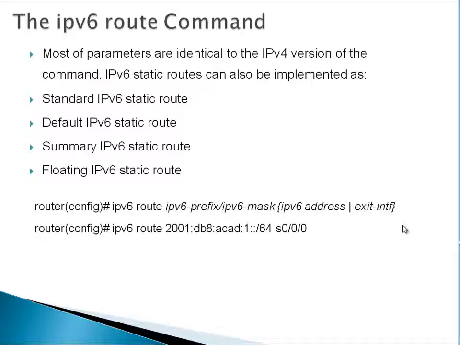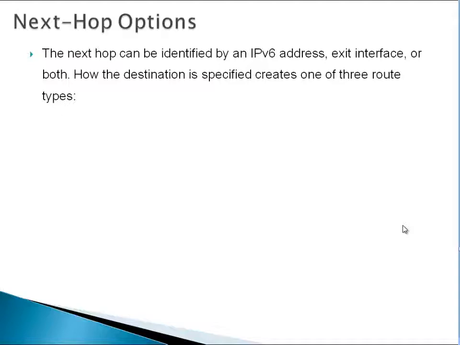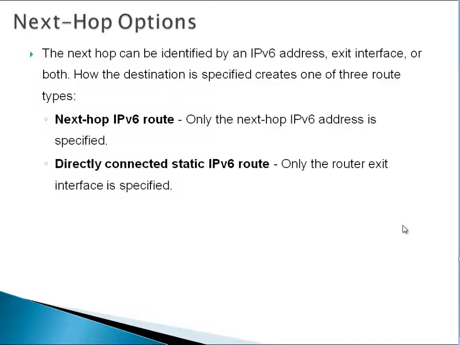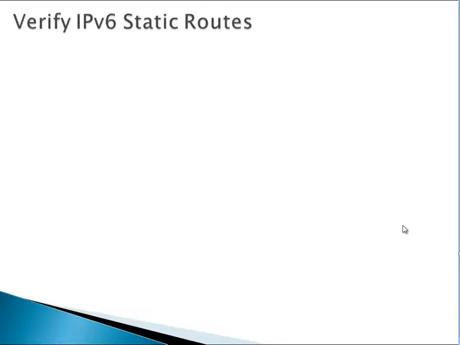Like for example, in this case, we have ipv6 route 2001:DB8:ACAD:1::/64 exit interface serial 0/0/0. The next hop can be identified by an IP address, exit interface, or both, same as what we said on version 4. It is a next hop IPv6 route when you identify the next hop IP address, the neighbor's IP address. A directly connected static route is when you identify the exit interface, or a fully specified static route when you specify the next hop IP address or the neighbor's IP address and your exit interface.